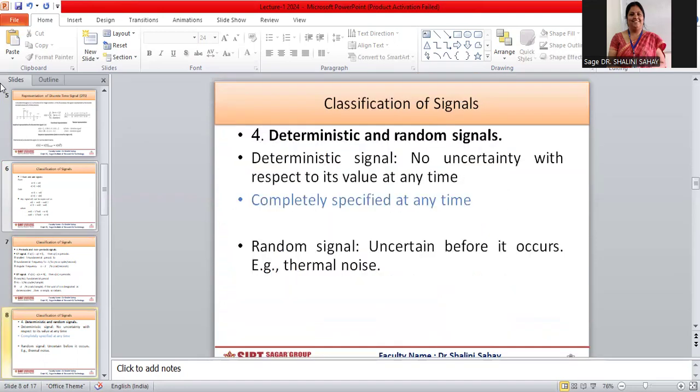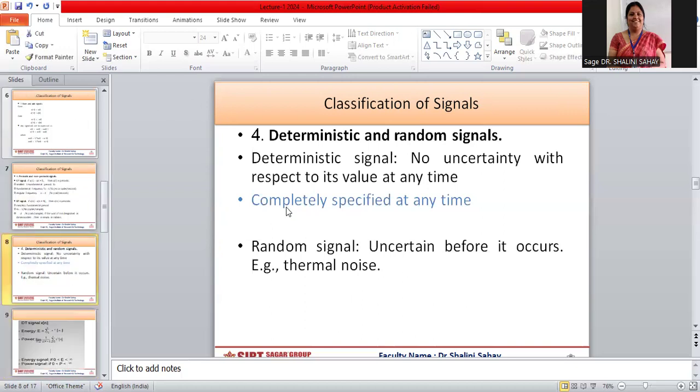Now, another classification is deterministic and random signals. Deterministic signals have no uncertainty with respect to their value at any time. Or we can say that any signal which can be represented by a mathematical formula is known as deterministic, which means that its value can be determined. Random signals are uncertain before they occur, therefore their nature is random, and they cannot be represented by one mathematical formula.